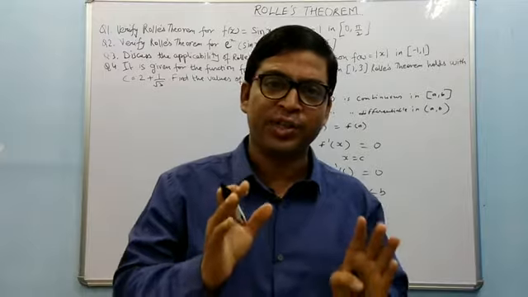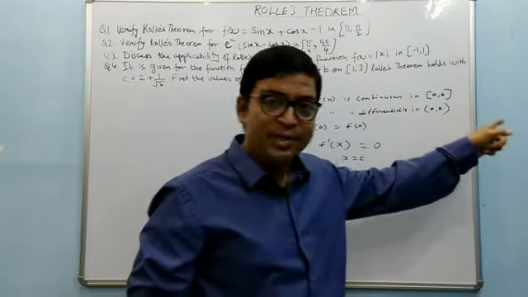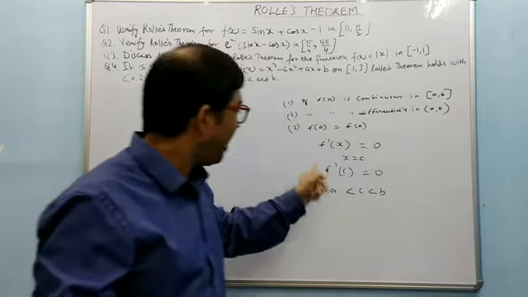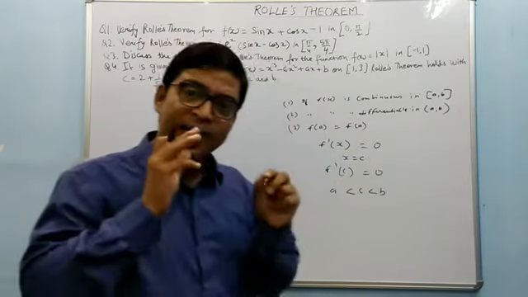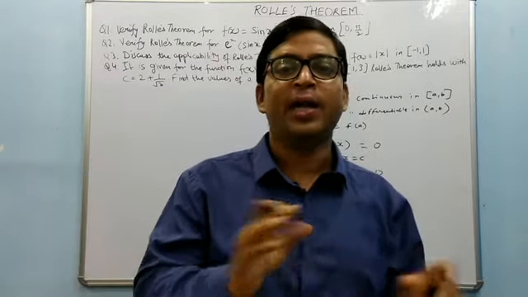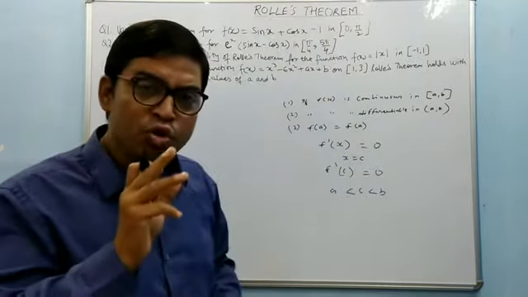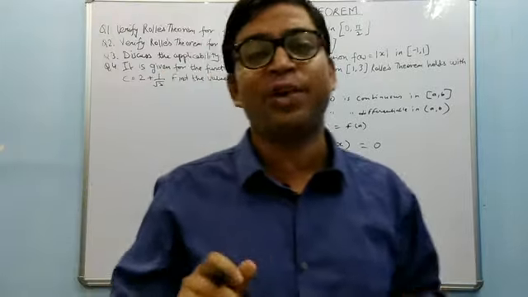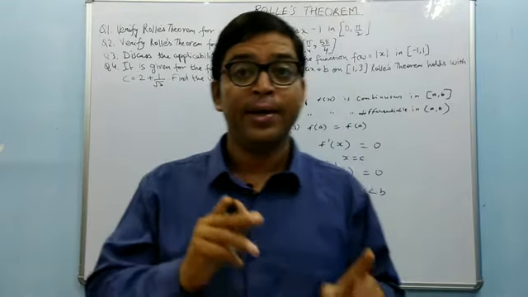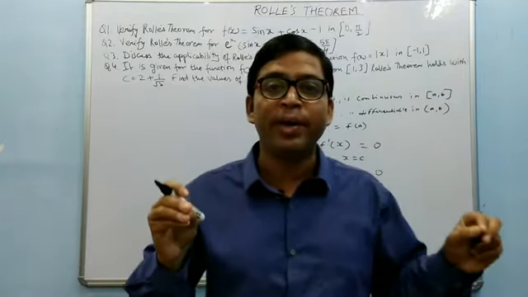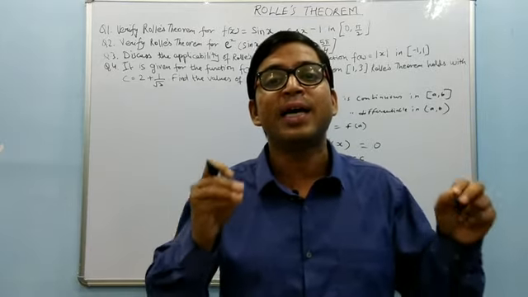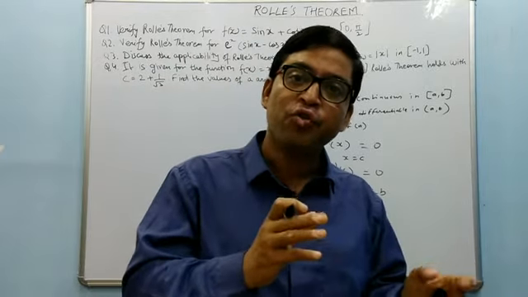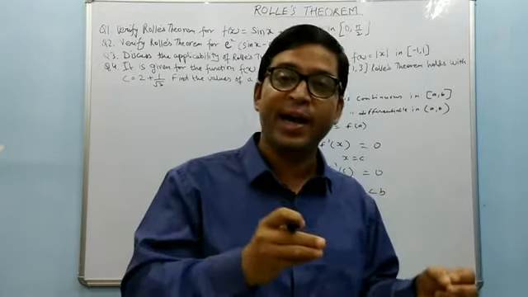So once again, if the function is continuous, it is differentiable, f(a) is equal to f(b), then f dash c is equal to 0 and that c should be between a and b, and Rolle's theorem is verified. So for the application of Rolle's theorem, firstly we have to see whether the function is continuous or not. All polynomial functions are continuous everywhere. They are differentiable. What we need to do is just take f(a) and f(b).